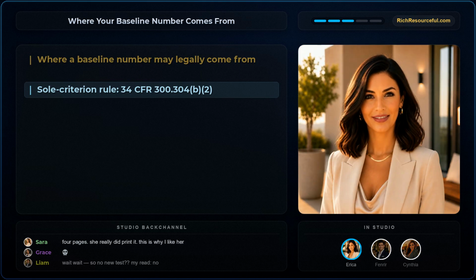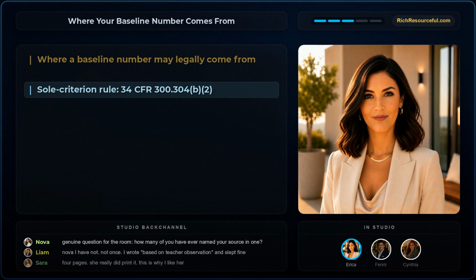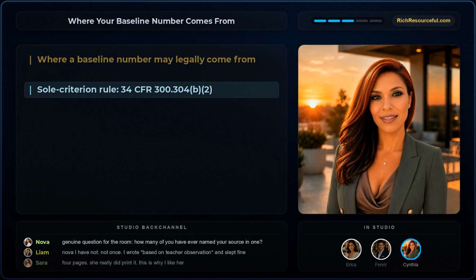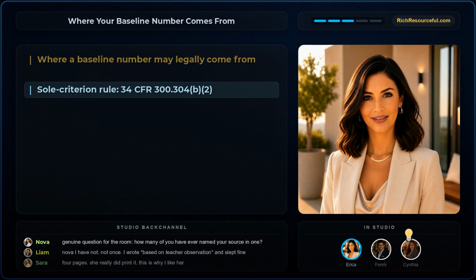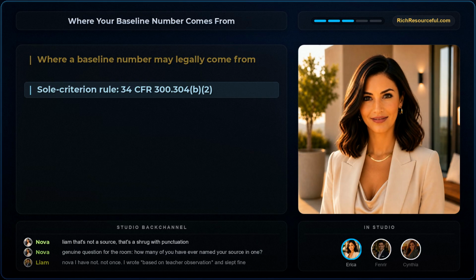Which use, though? Deciding she's a child with a disability, or describing where she sits today. 2 different answers. Describing where she sits today. Then use it. The rule bars 1 instrument alone as the sole criterion for eligibility and program, but not from being 1 named source. Both things are true, and the team's been hearing only the first half.